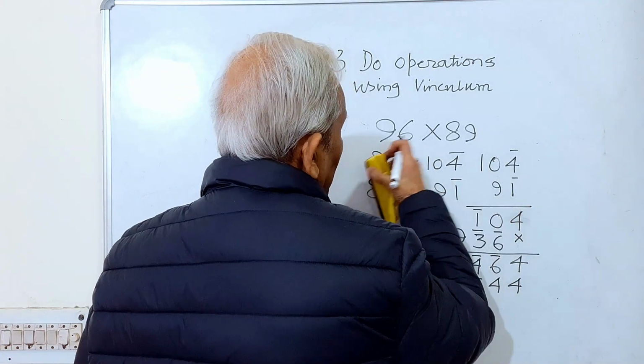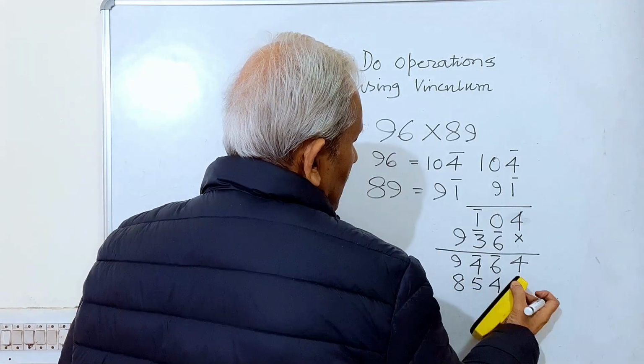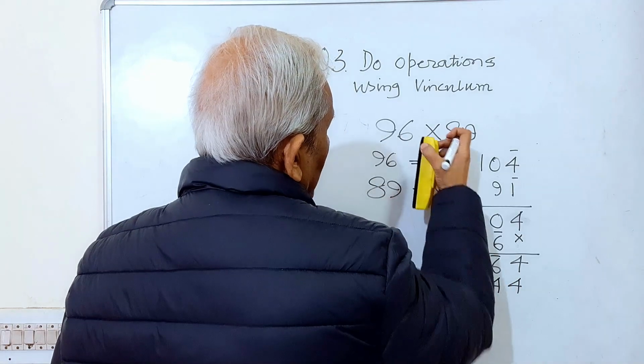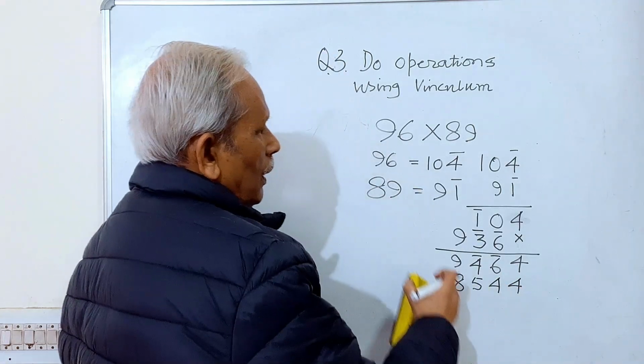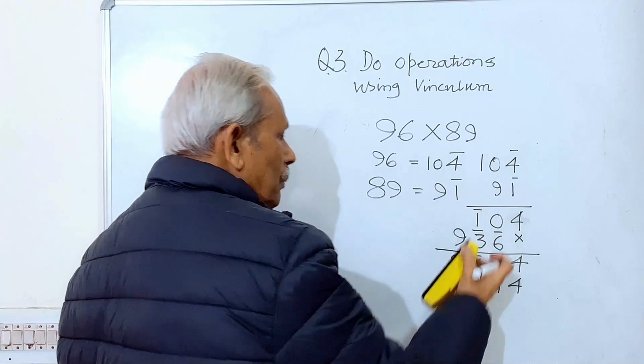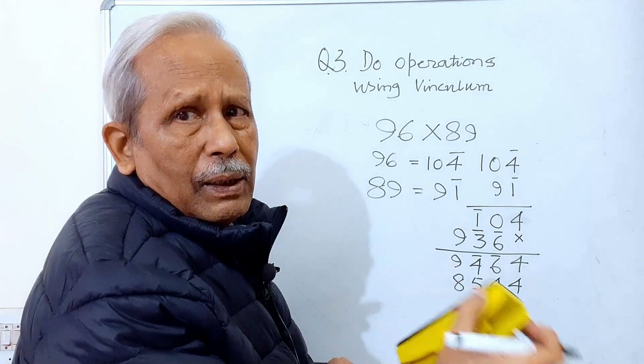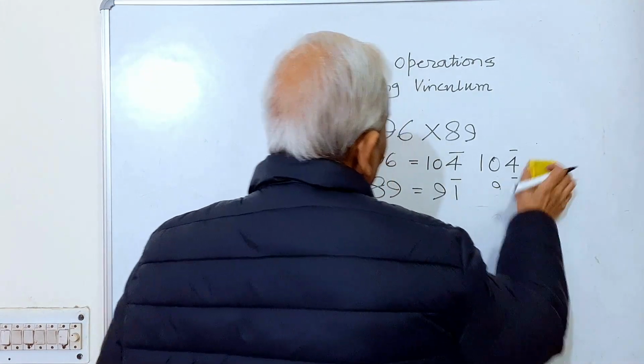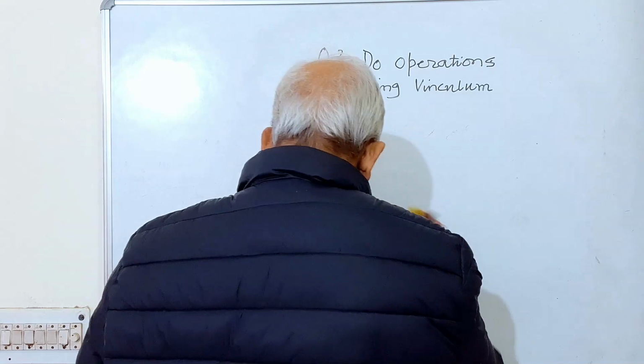If you actually do multiply these two numbers, you will find this number. 96 into 89 is equal to 8544. But we have vinculated it and then done it just to understand the operation, the process of vinculation.